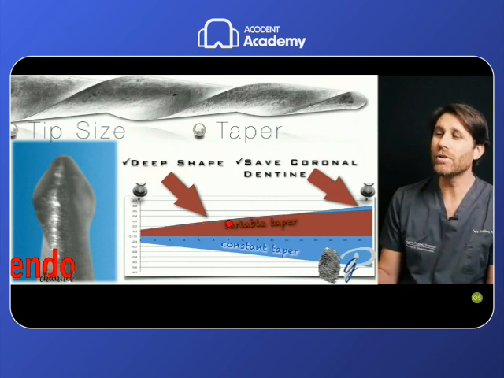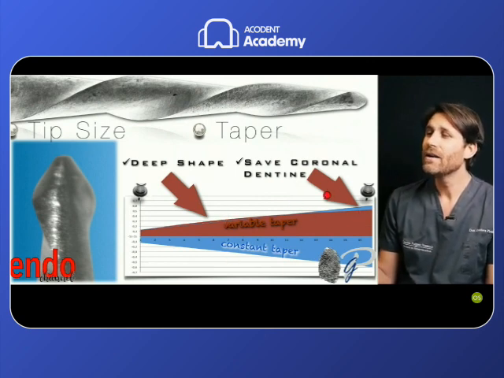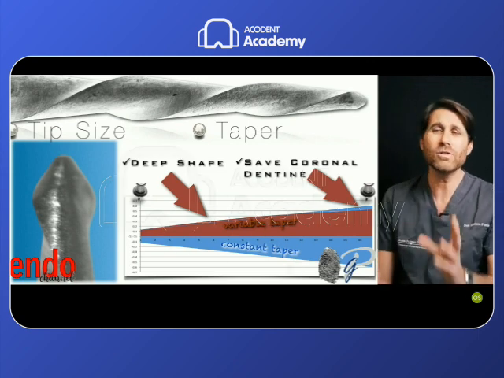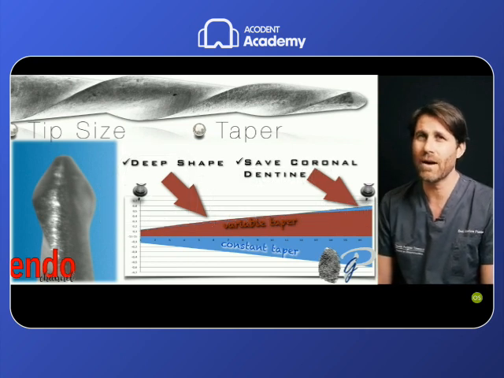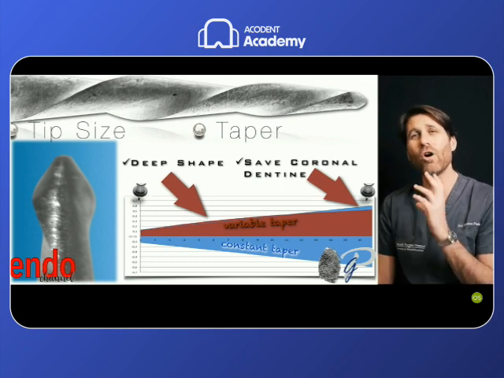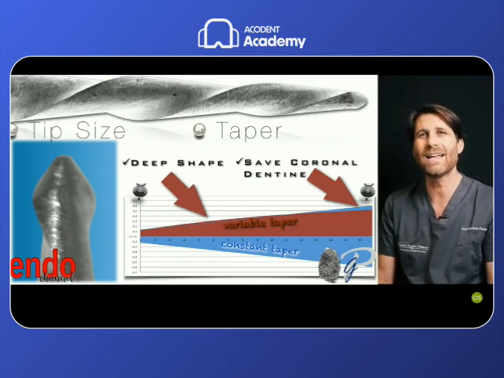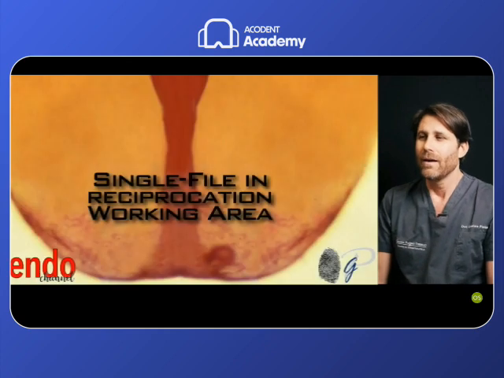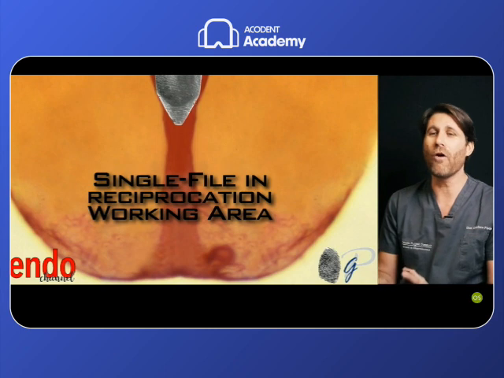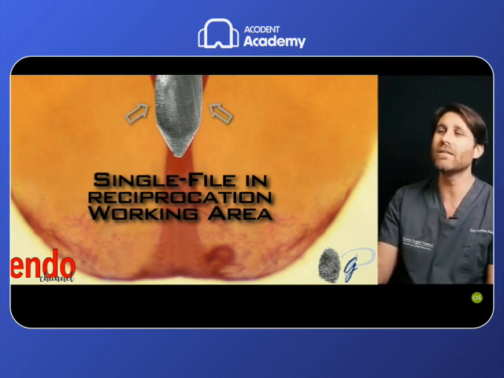Then the variable taper of this file means that in the middle and coronal third of the instrument, this instrument is smaller than a 25.06 constant taper, so it is also conservative in the coronal third, reducing the amount of dentin removed with respect to a 25.06 taper. But here we are concentrating on the tip of the file, and the tip has these characteristics that can be used as a single file in reciprocation, because the working area of this file in these root canals is the tip of the file.